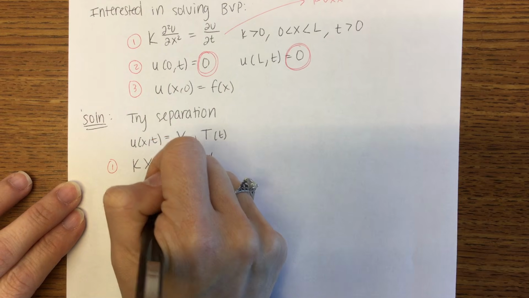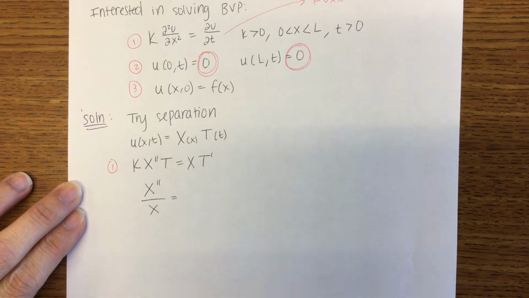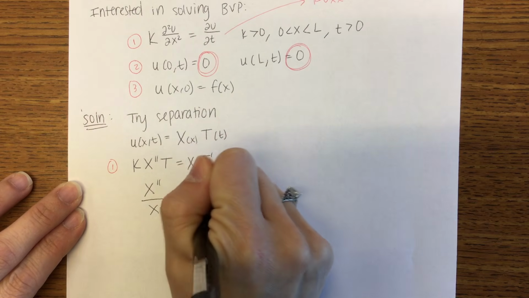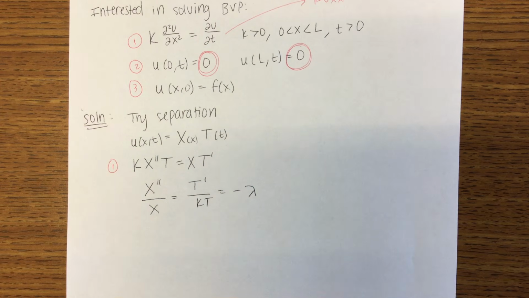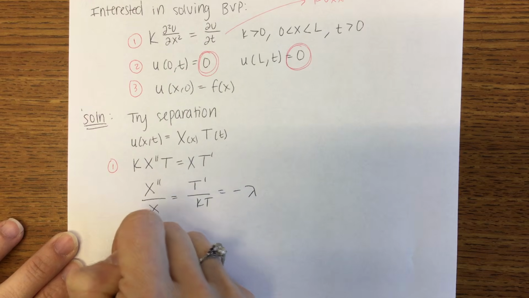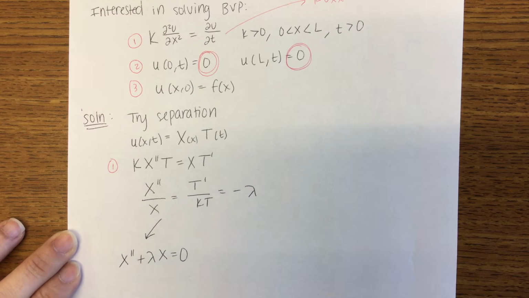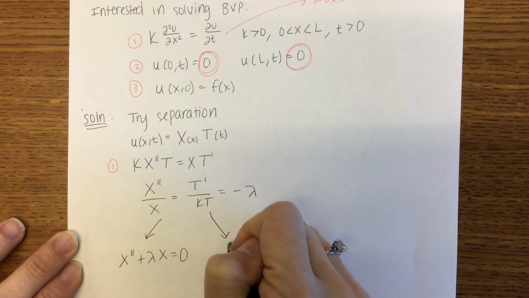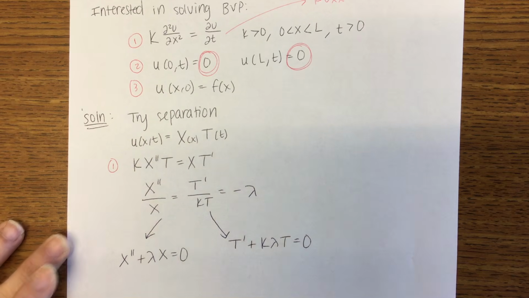So if I separate, I'm going to get X double prime over X. I'm going to move the K over to keep it with the T. So this will be T prime over KT equals negative lambda. This gives us two equations, one in terms of x and one in terms of t. So the equation in terms of x is going to be X double prime plus lambda times X equals 0. One in terms of t will be T prime plus K lambda times big T equals 0.